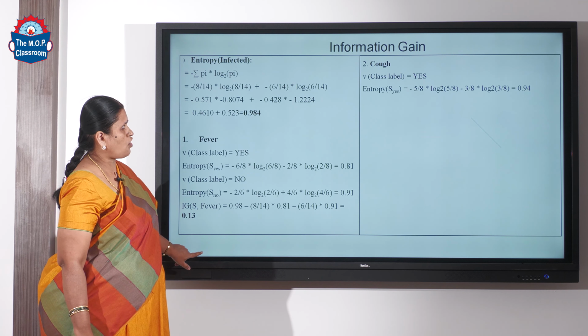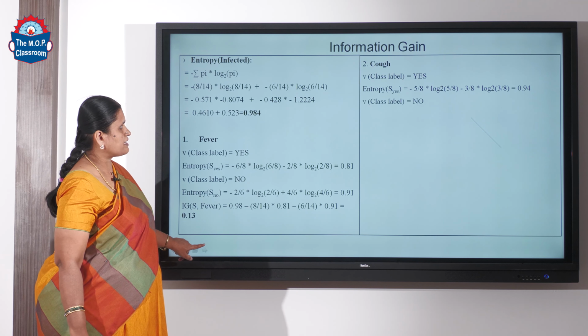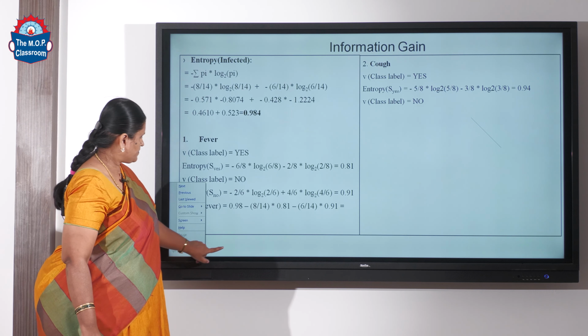Now let us see for cough. What is a class label for yes related with cough category?